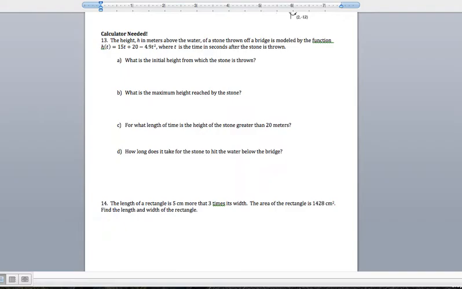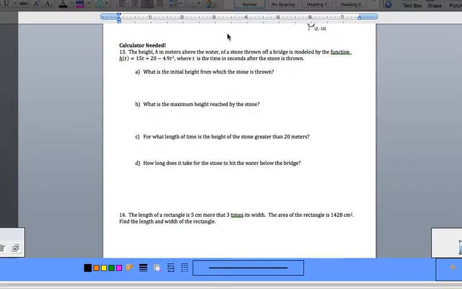We are going to take a look at the last couple word problems here. So this first one here, the height h, in meters above the water, of a stone thrown off a bridge is modeled by this equation, where t is time in seconds. What is the initial height from which the stone is thrown? Well, that would be at time equals 0. So if we plug in 0, 15 times 0 plus 20 minus 4.9 times 0 squared, and see, this is 0, 0, so that equals 20 meters.